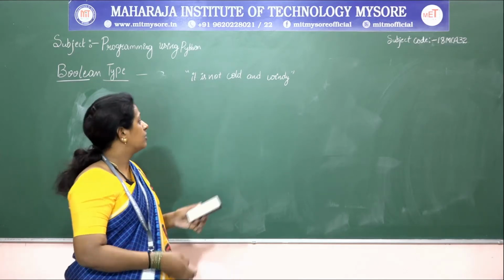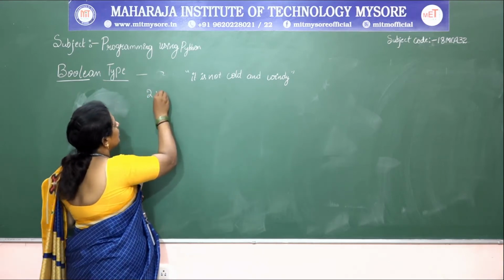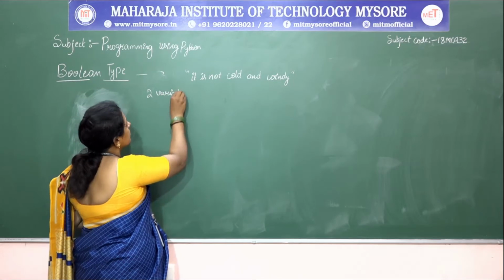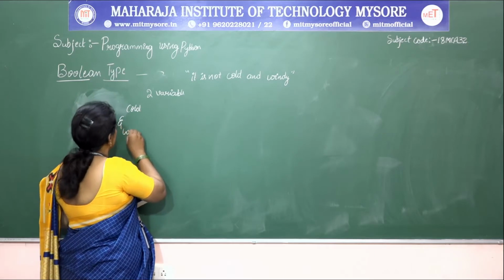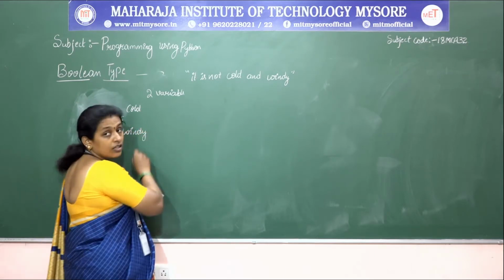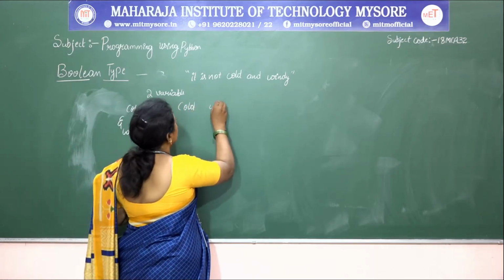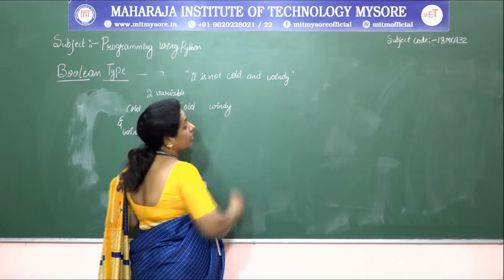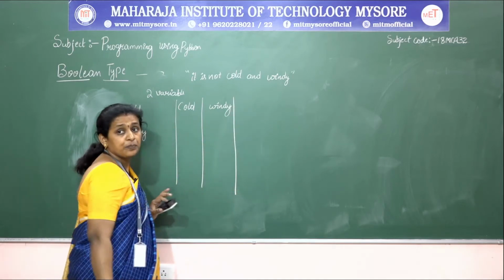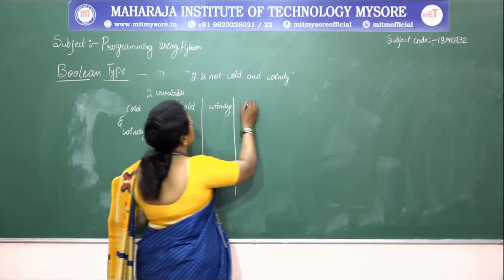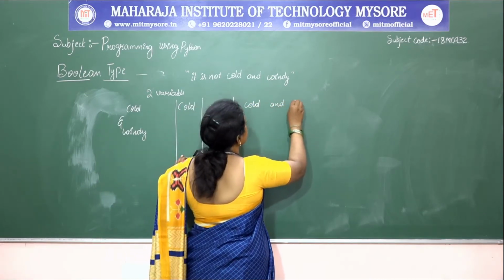Okay, let's go with a truth table for this. I am taking two variables for representing these two values, that is cold and wind. I am writing a table with respect to the values which can be taken. So this is with respect to cold and wind.